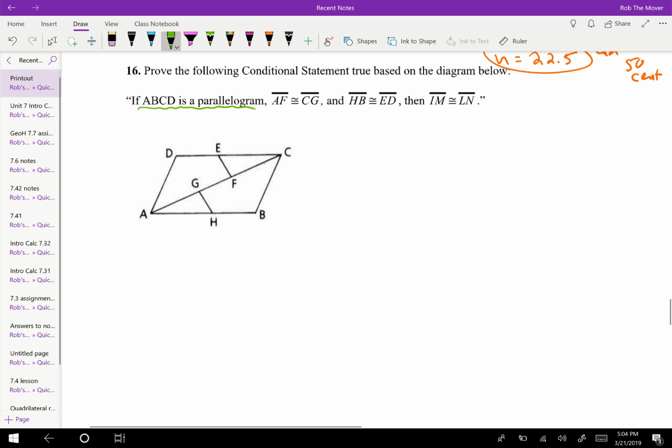Now in this one, we're given AF, let me circle that in green, is congruent to CG, okay? Those two segments that are given congruent, there's nothing significant about them, except for the fact that they share, look at what I drew, since I drew them in different colors, you can see they share that middle portion.